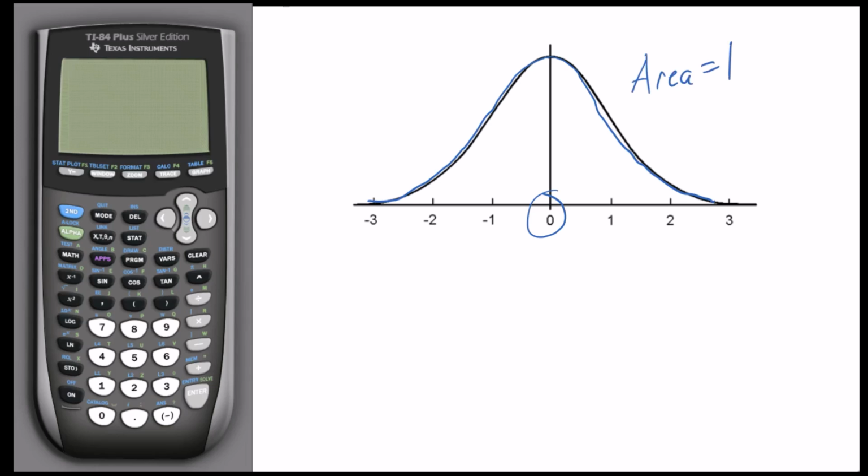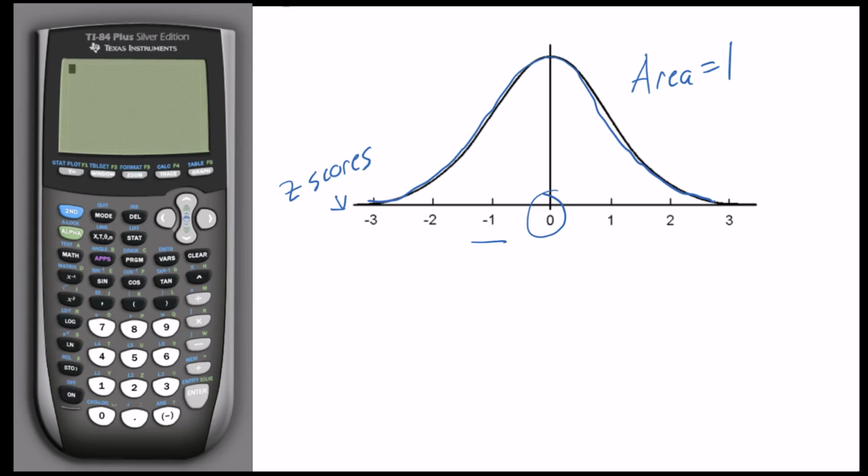Now these numbers under the normal curve along our x-axis, these are called z-scores. And they tell us both how far away from the mean a score is, as well as in what direction. So for example, -1, the negative tells us that it's below the mean, and the 1 tells us that it's exactly 1 standard deviation away from the mean.